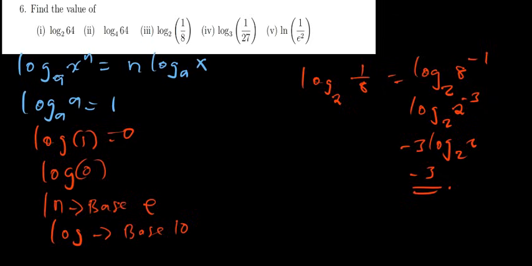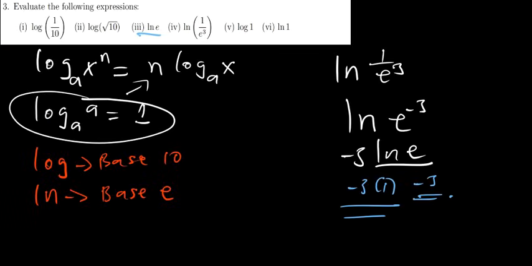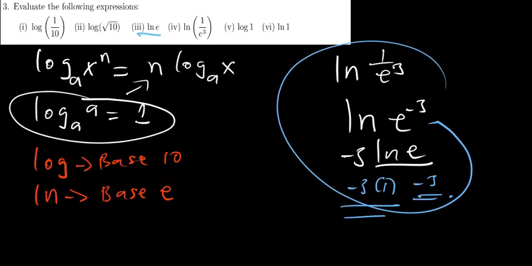Now you can do part 5, the one for 1 over 27. Send the answer in the comment section, I'll be able to see it. And then ln is basically the same as the one we are solving. So guys, go ahead and solve this one because it's basically the same as the one I solved here.